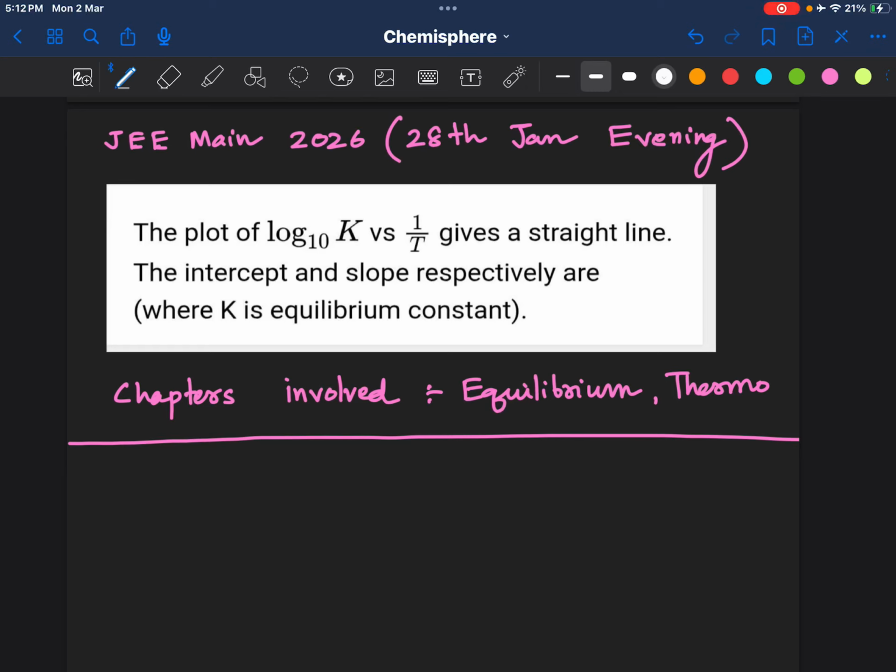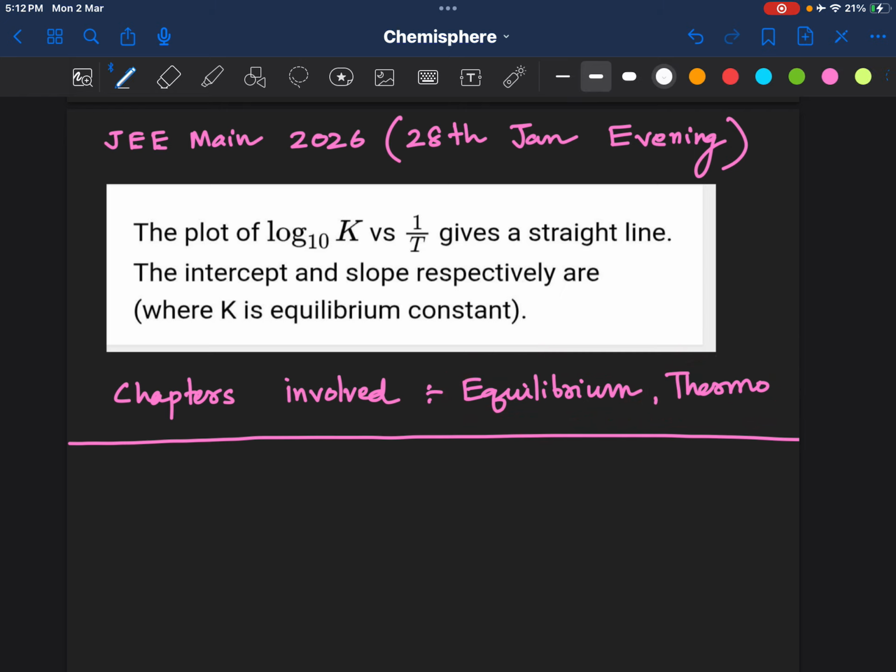Hello everyone. This is a question from JEE Mains 2026, 28 Jan evening, and you can pause your screen and go through the question. The question says we have to plot log 10 K versus 1 by temperature. They have said that it's a straight line, and they're asking us the intercept and the slope, and K is given to us as the equilibrium constant. The chapters involved in this question are equilibrium and thermodynamics.